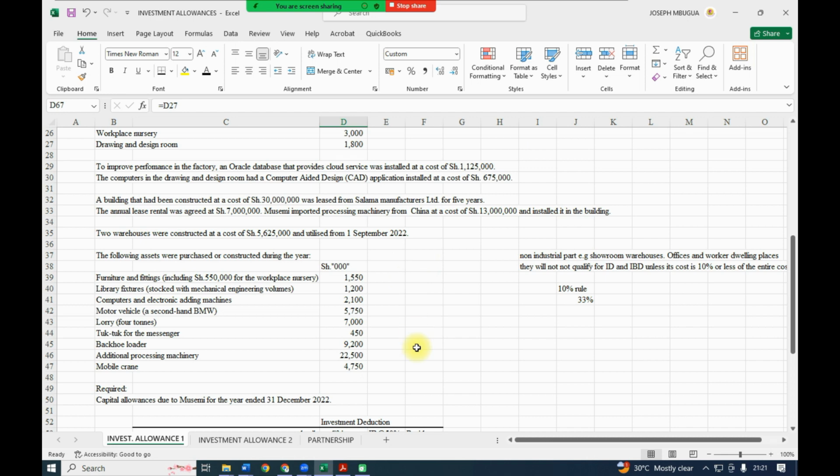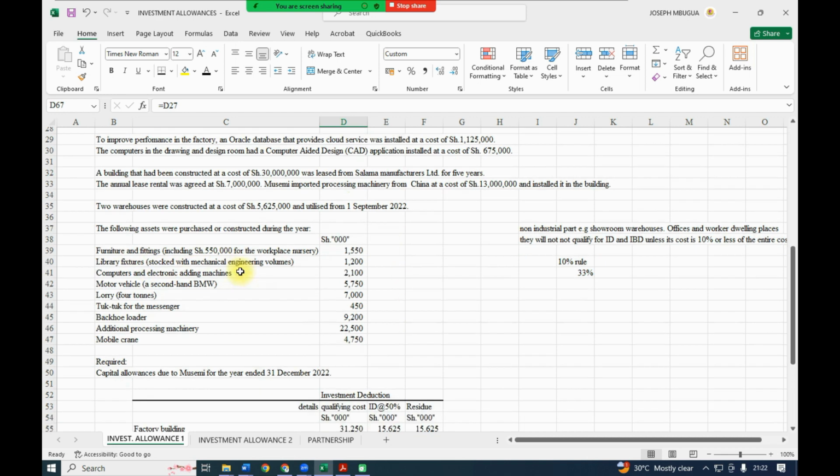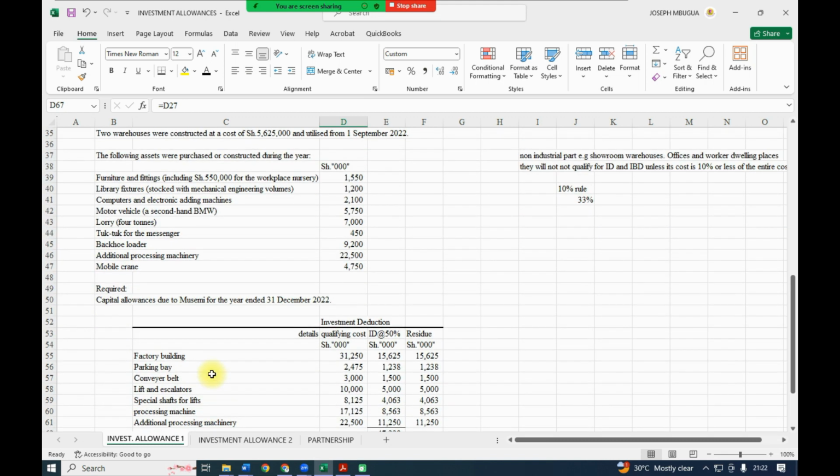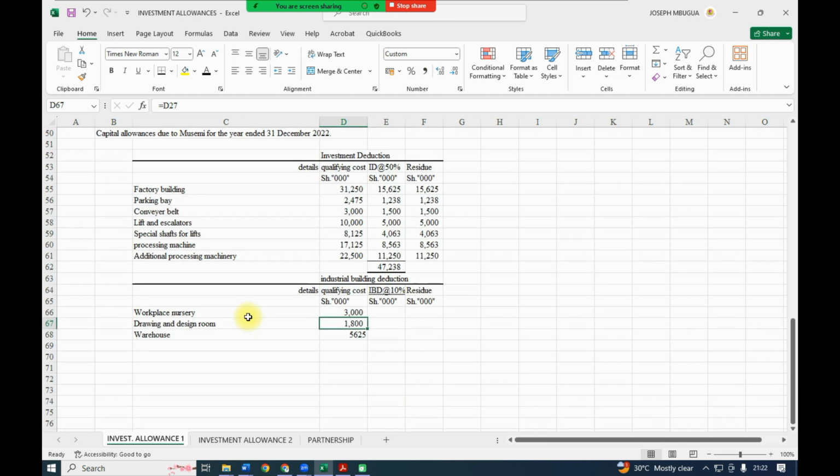The only thing we shall calculate from September. So the following assets were purchased or constructed during the year. We don't know the duration, but the furniture will go to wear and tear. Library, computers, wear and tear. Majority of them, all of them apart from the additional. I think here we had only these items. So this one at 10%.